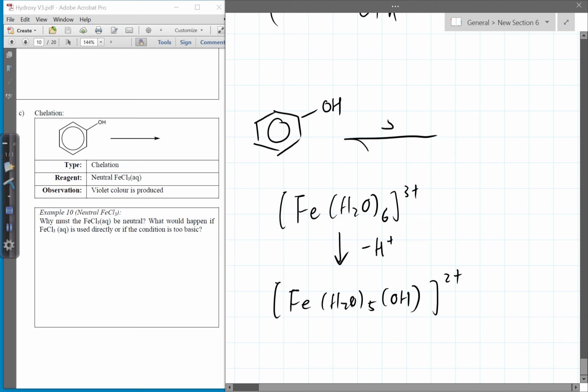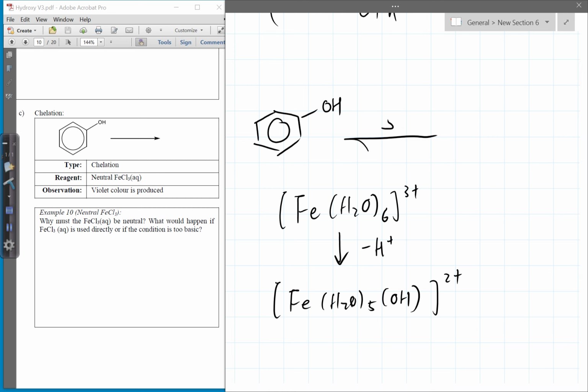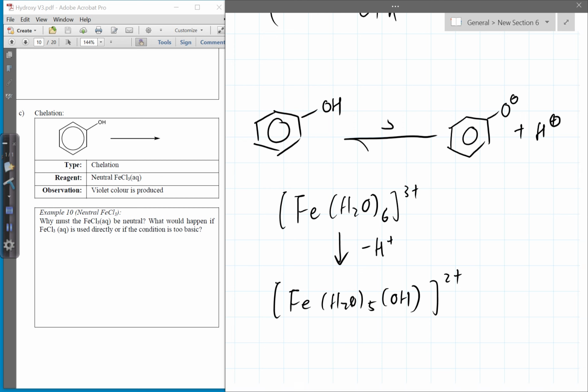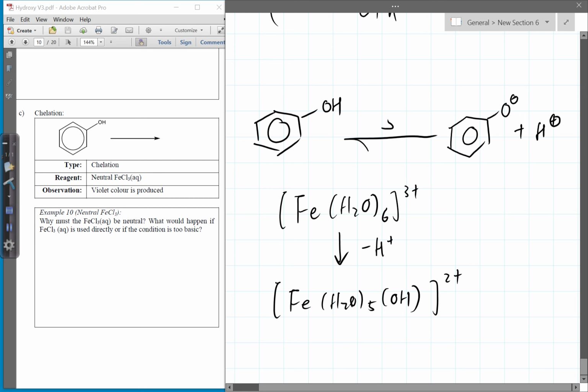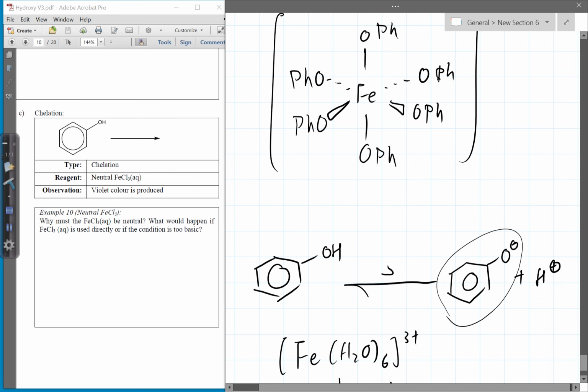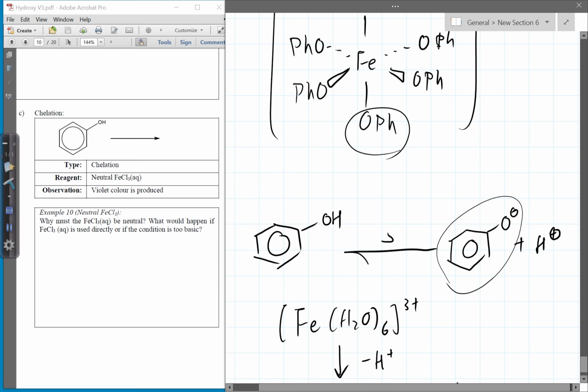But why can't we just use FeCl3 directly? Why must we add a little bit of base to make it neutral? Remember this equilibrium? Phenol is a weak acid, correct? So the equilibrium is like that. If we just use FeCl3, it gets too acidic. Equilibrium will shift here. Very little amounts of this will form. If very little amounts of this will form, how can you form this complex, whereby you require your OPh, which is this species? So that's why you need this to be neutral, so that you can form this.